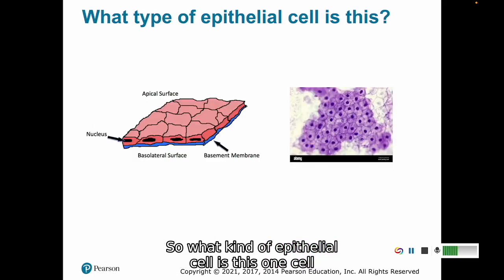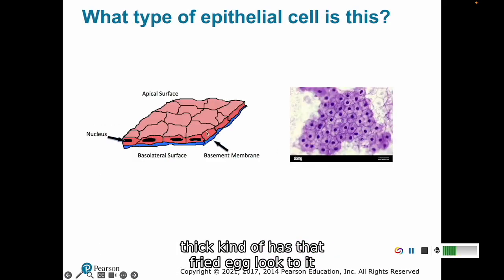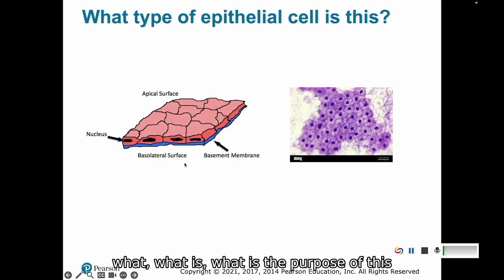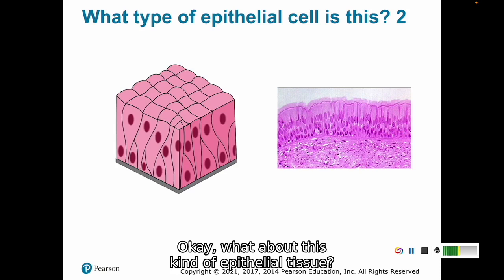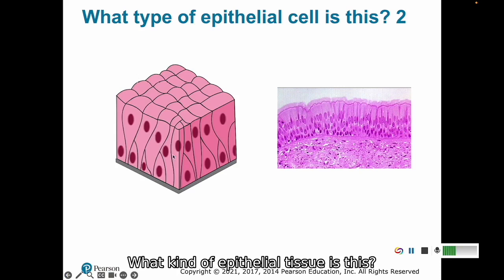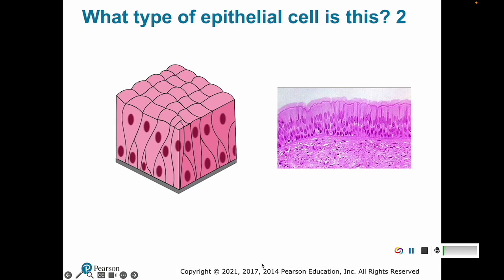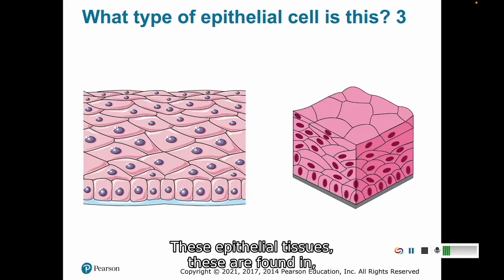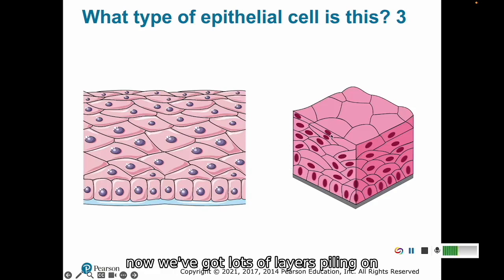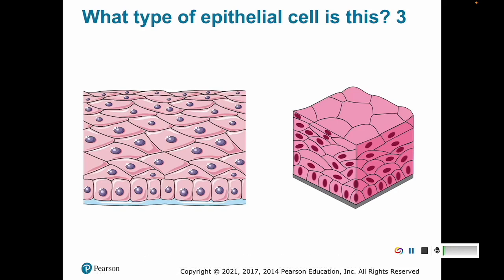So what kind of epithelial cell is this? One cell thick, kind of has that fried egg look to it. Where would you find this kind of cell? Like what is the purpose of this kind of tissue? Okay, what about this kind of epithelial tissue? What kind of epithelial tissue is this? Okay, and what about this one? These epithelial tissues. These are found in, now we've got lots of layers piling on top of each other. What type of epithelial tissue is this? What would its function be?